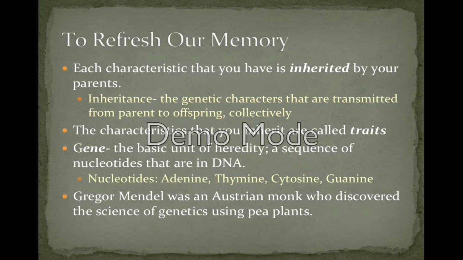A gene is a basic unit of heredity. It is a sequence of nucleotides in DNA. So, backtracking a little bit, the nucleotides in DNA are adenine, thymine, cytosine, and guanine. And we also learned about someone. His name is Gregor Mendel. He's an Austrian monk who discovered the science of genetics using pea plants.